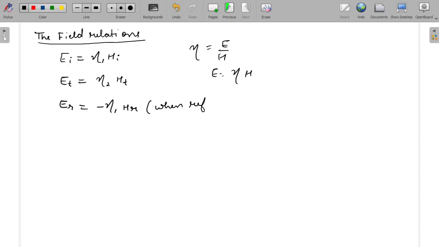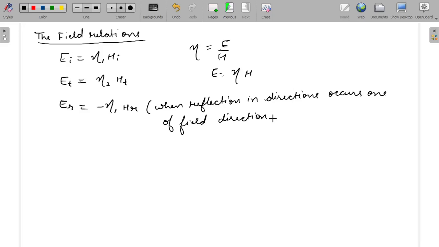When reflection in direction occurs, one of the field directions changes.